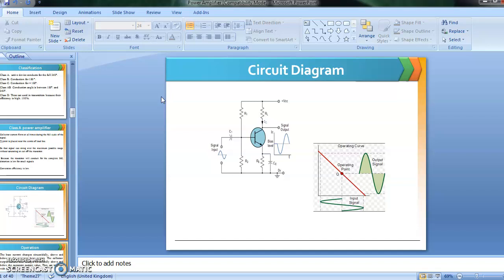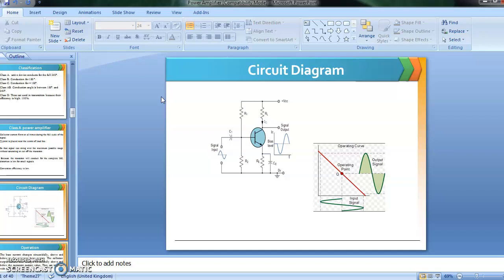The basic voltage divider bias of the CE amplifier will act as a class A type. See, the input is applied to the base of your transistor. The peak to peak value of your input signal will be very low, but on the output side, that is the collector side, the peak to peak value will be greater compared to the input cycle.